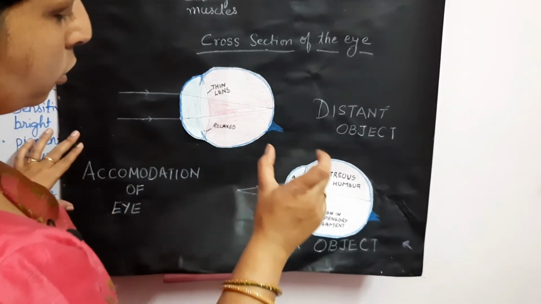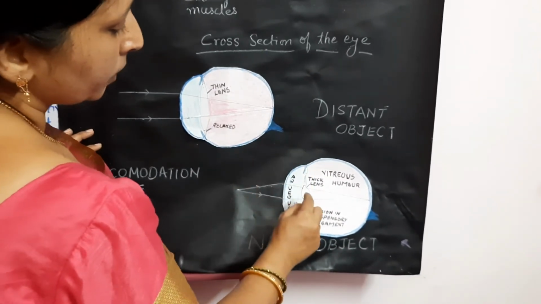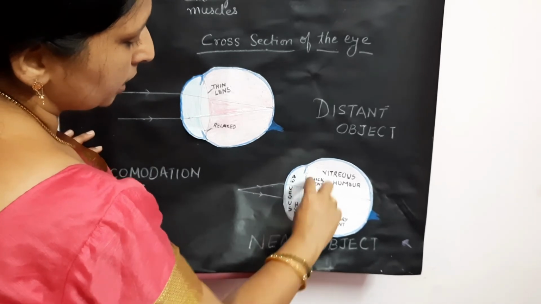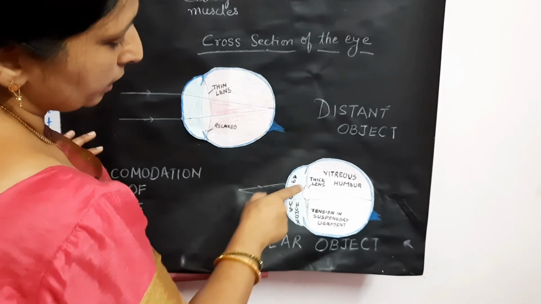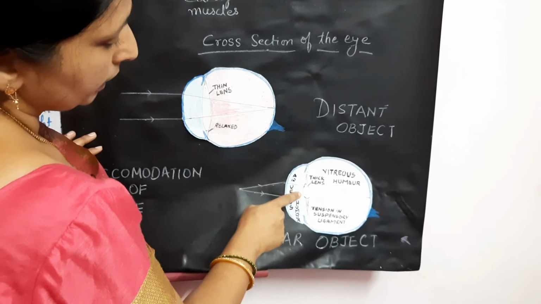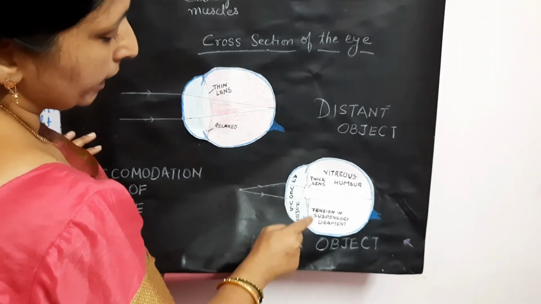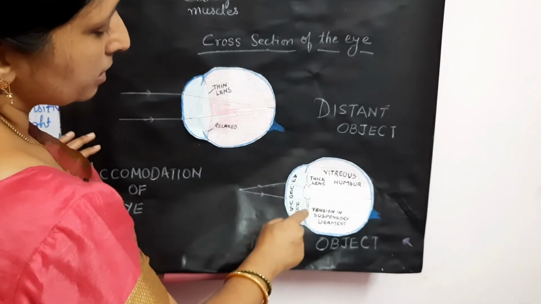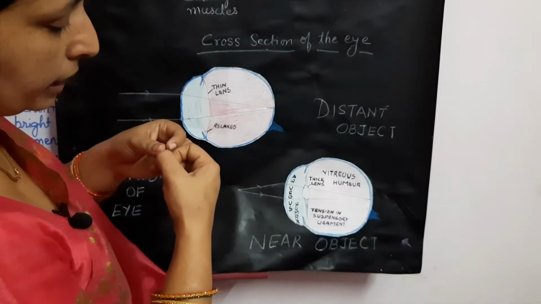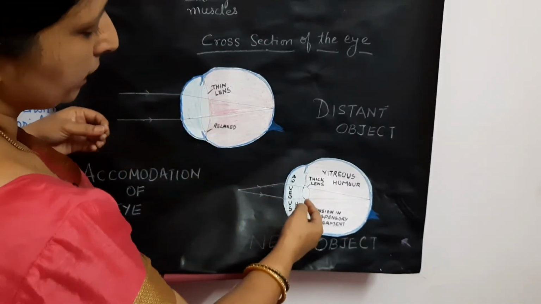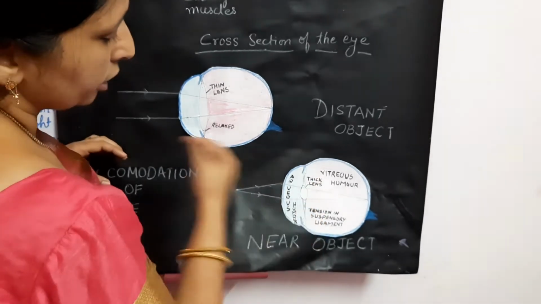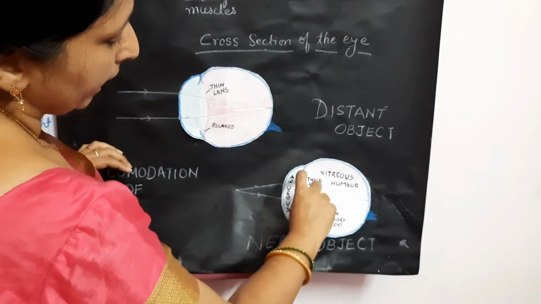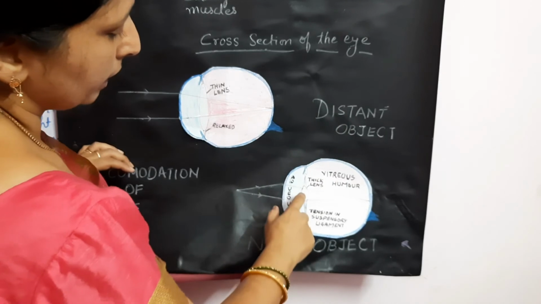To see a nearby object, the lens becomes thickened. As you can see here, the lens is thick. It is held by the suspensory ligaments, and there is tension in the suspensory ligament. It is stretched. So that tension in the suspensory ligament adjusts the thickening of the lens.